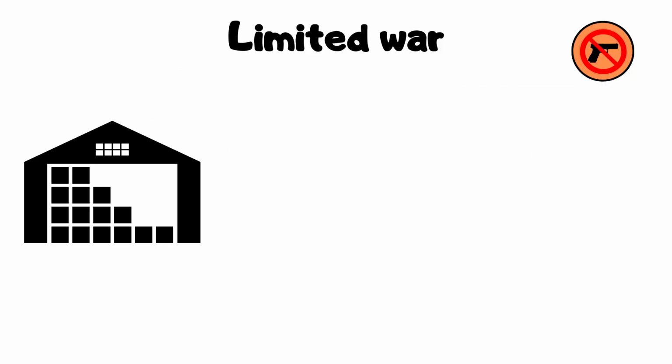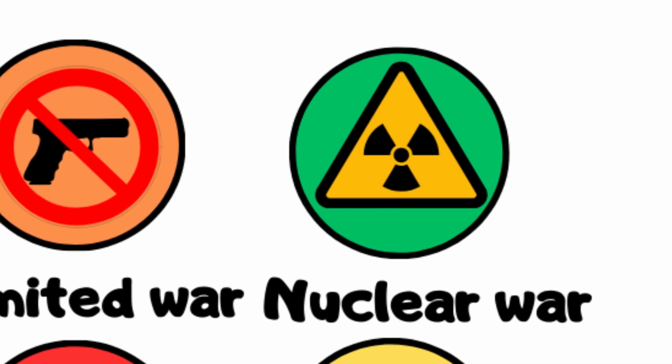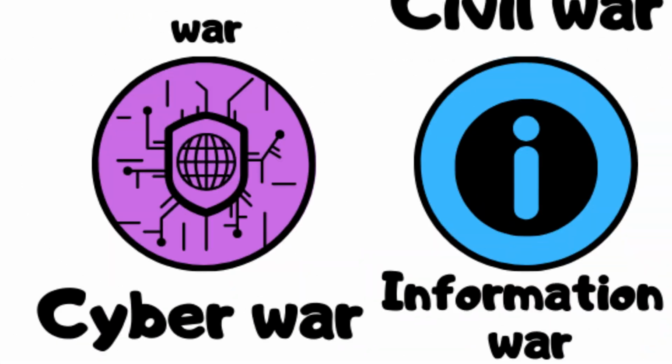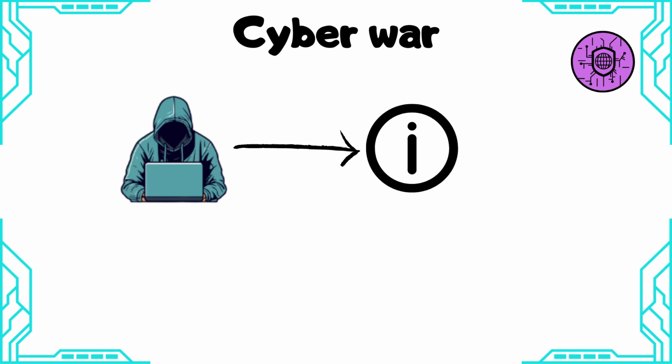Limited war. A type of war where the leaders don't use all of their resources. Nuclear war. A conflict where nuclear weapons are used, potentially causing massive destruction and loss of life. Cyber war involves attacks on computer systems and networks, aiming to disrupt, damage, or gain unauthorized access to information.